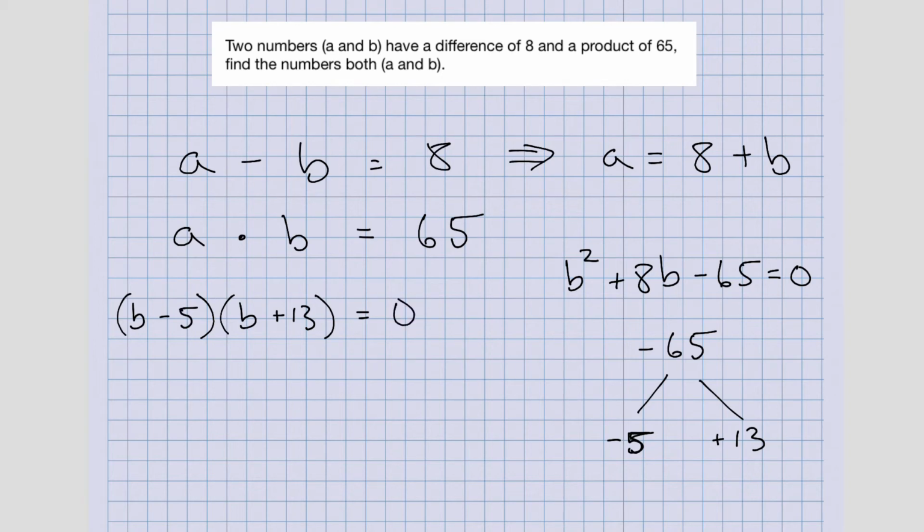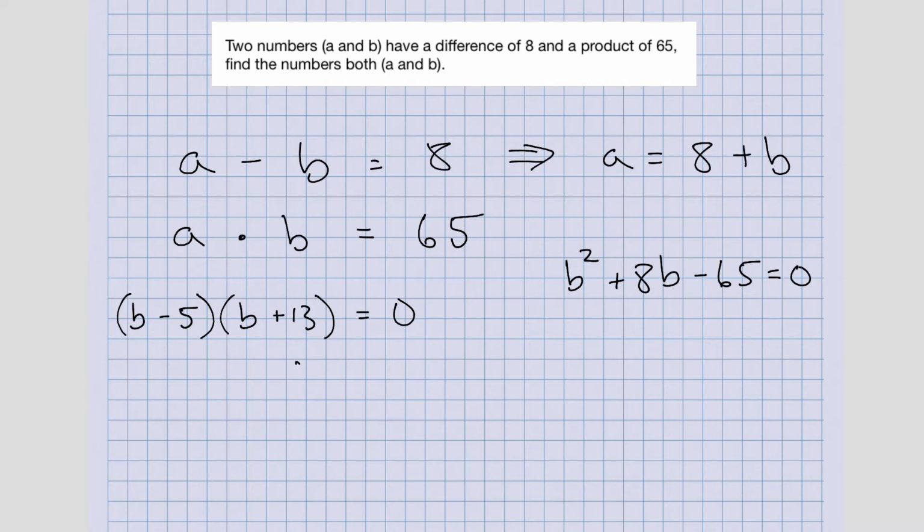Equals 0. Now, when we factor this quadratic, these are the factors that we get: b minus 5 times b plus 13 equals 0. What we do at this point is we want to zero one of these out, because let's say you have 0 times b plus 13 equals 0. Yes, because anything times 0 equals 0.